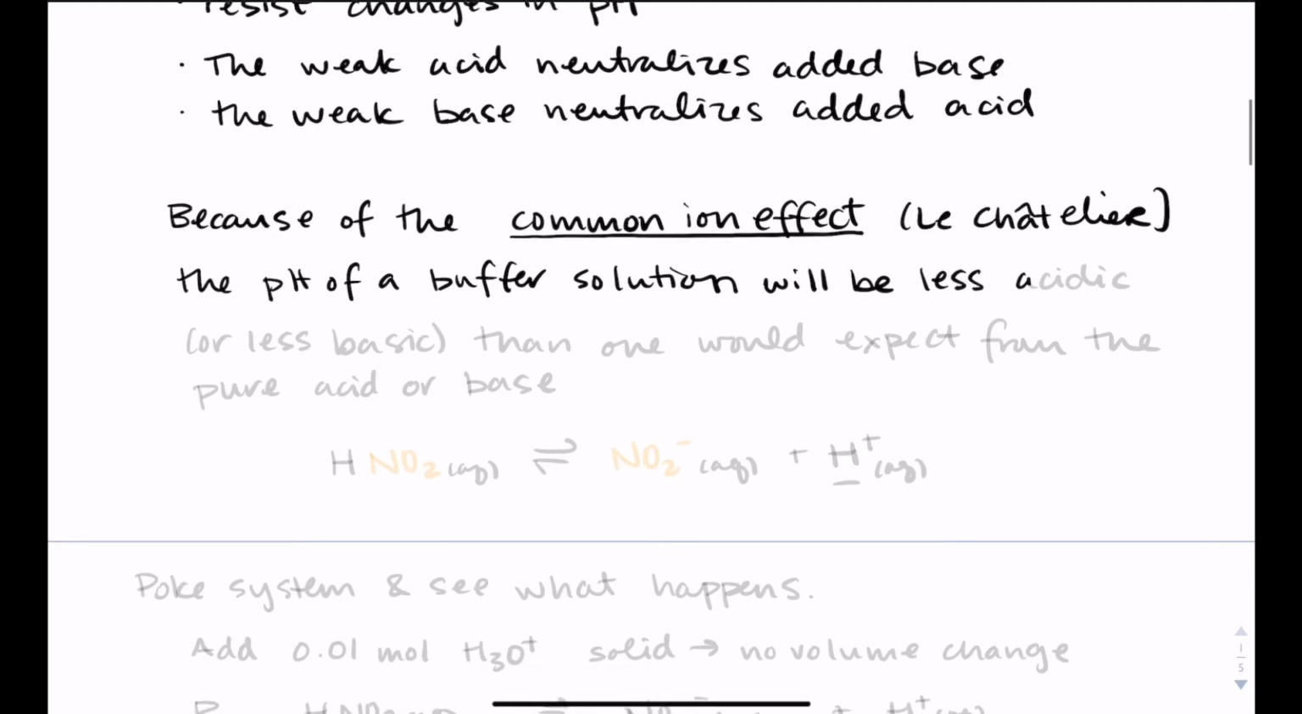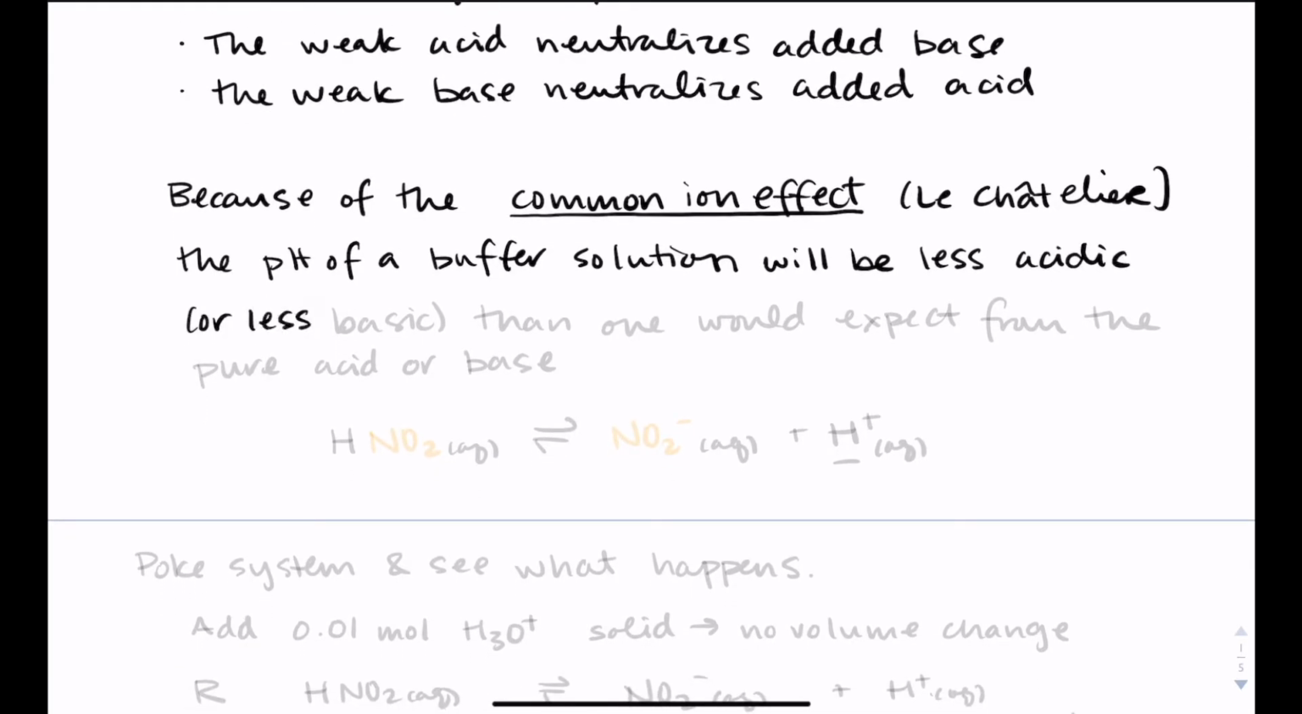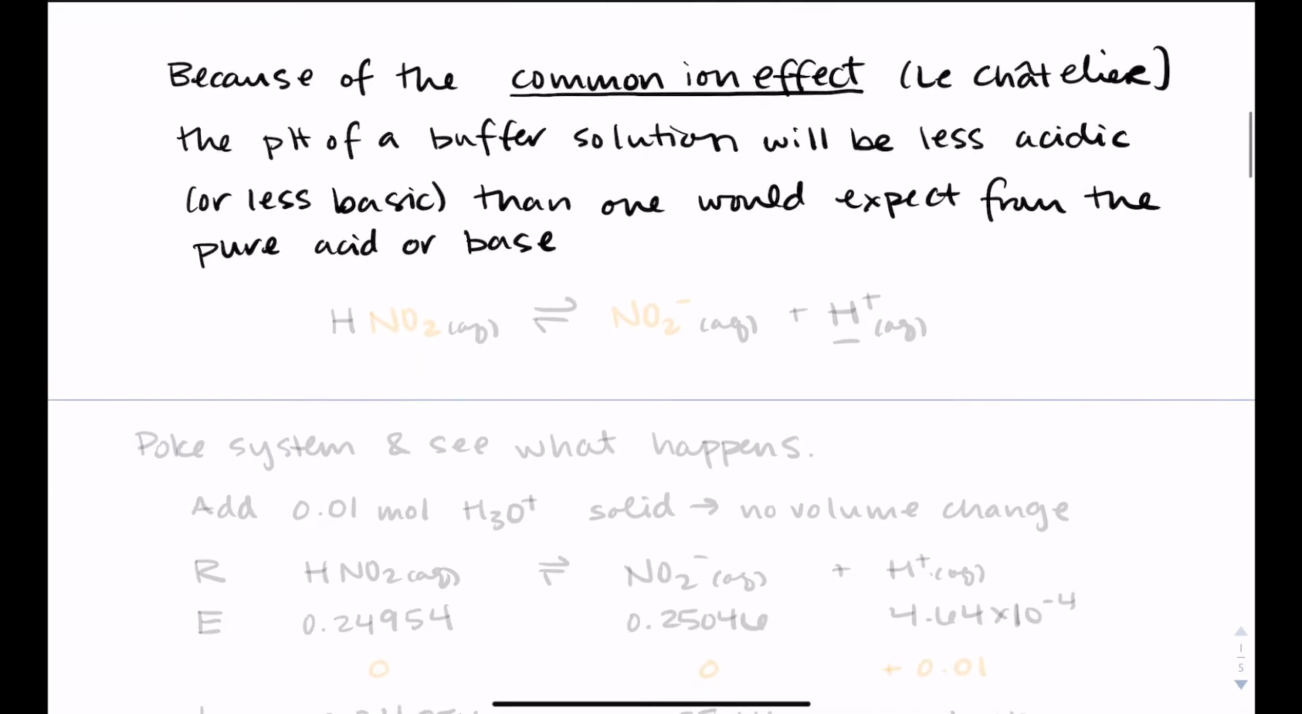Because of the common ion effect, which is just another way of saying Le Chatelier's principle, similar to the way that we talked about Le Chatelier's principle with polyprotic acids, the pH of a buffer solution will be less acidic or less basic than what you would expect from the pure acid or the pure base. All right, so what I have next is just a rewriting, highlighting the NO2 minus on each side, showing that we have the acid and we have the conjugate base present in this solution.